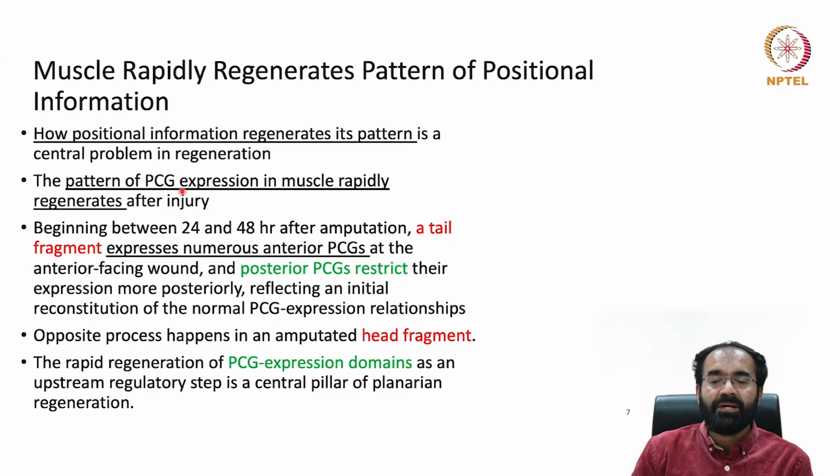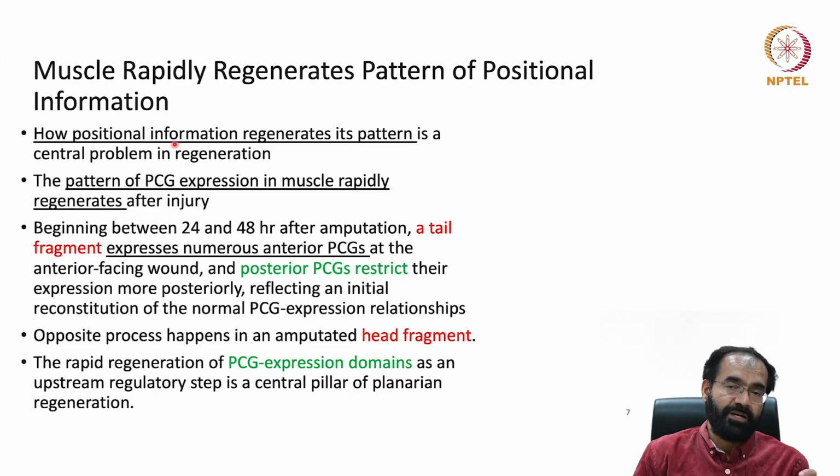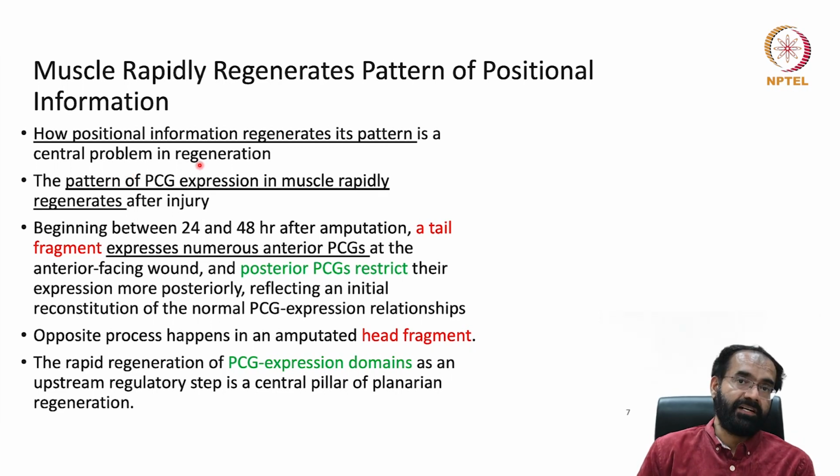So the muscle rapidly regenerates the pattern of positional information. Whenever there is damage, muscle should be restored immediately and start expressing the PCG for the migrating neoblast to form a lost organ in that spot. How positional information regenerates its pattern is a central problem in regeneration.